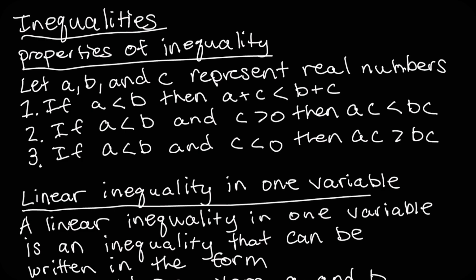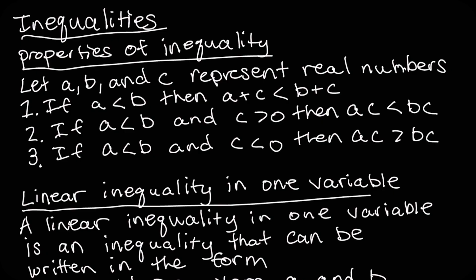Properties of inequality. Let a, b, and c represent real numbers. Number 1, if a is less than b, then a plus c is less than b plus c. Number 2, if a is less than b and c is greater than 0, then a times c is less than b times c. And the last one, if a is less than b and c is less than 0, then a times c is greater than b times c.